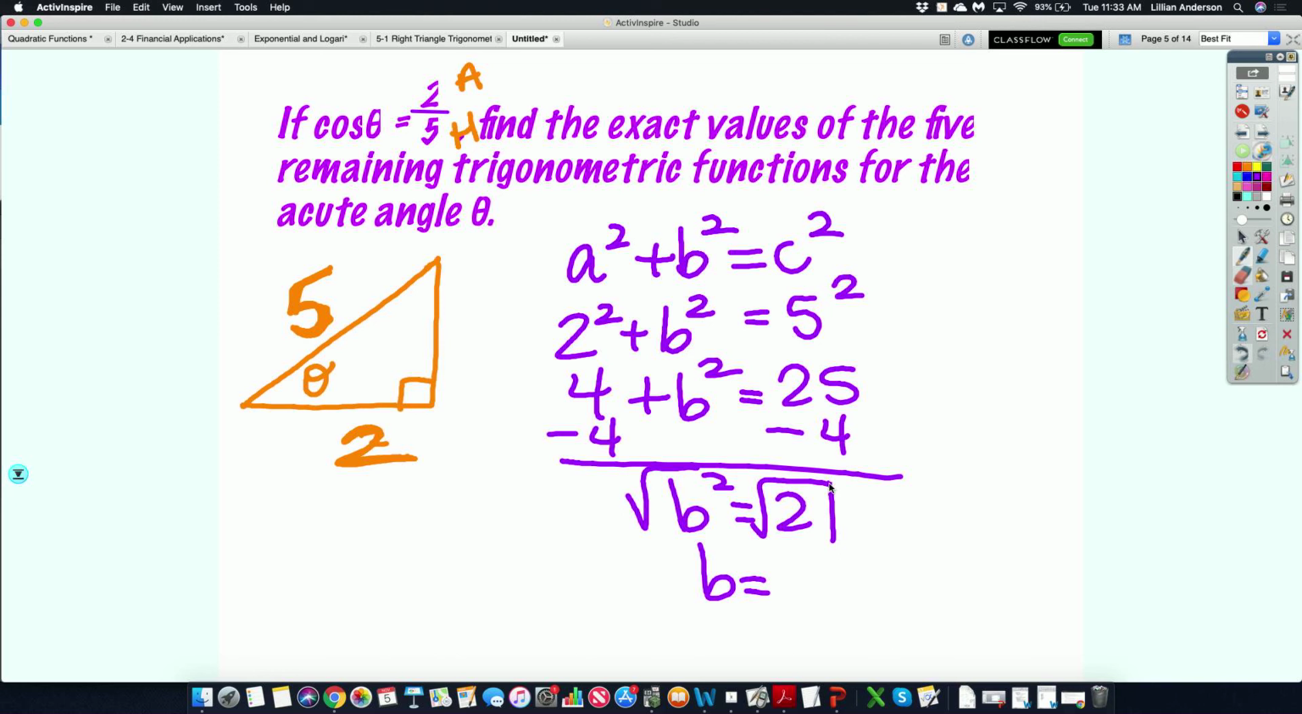This is an equation that I'm solving here, so plus or minus. Don't forget about that. I have to harp on that because I don't want you to forget. However, we're talking about a side length. Can I have a negative side length? No. So then it's just going to be the positive. But don't forget about that, okay? Can 21 break down? Are there two numbers that multiply to give me 21 that are perfect squares? No. So then that's it. That is just my opposite side.